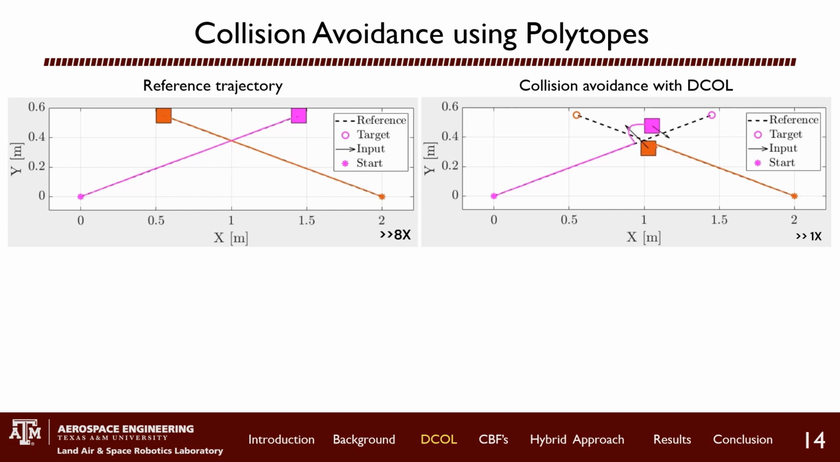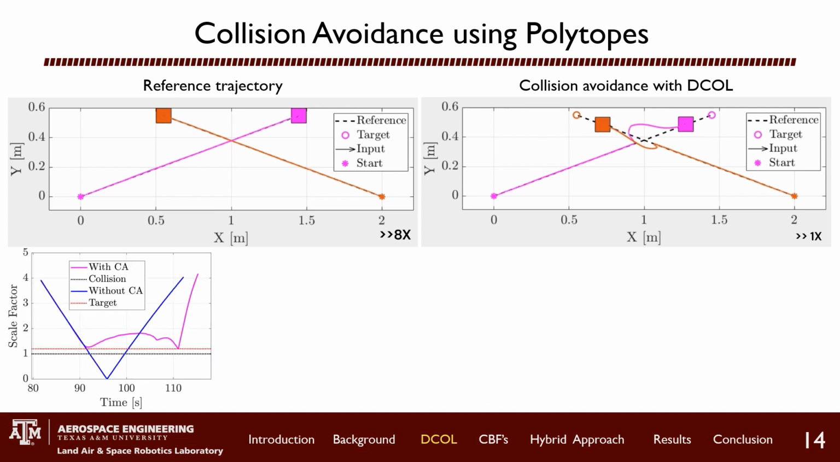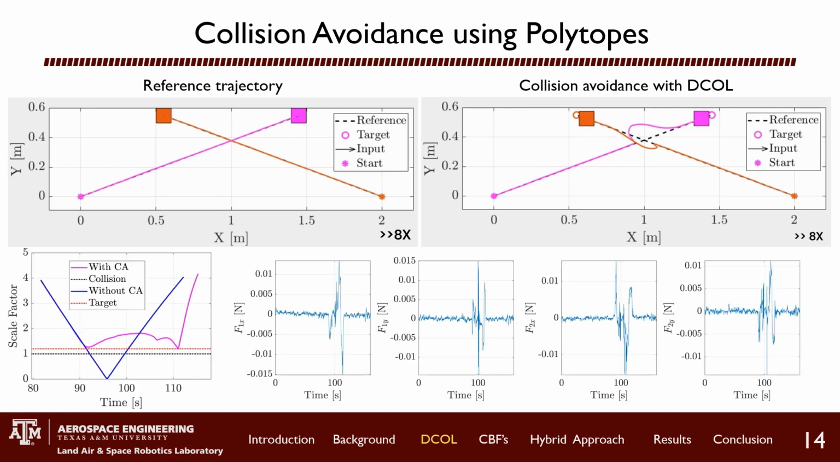However, it is important to note that there is a lot of back and forth. There is a lot of chattering of these control inputs. And this is also visible from the history of the control inputs. So in summary, we can do collision avoidance using polytopic hulls, but it is not very efficient.